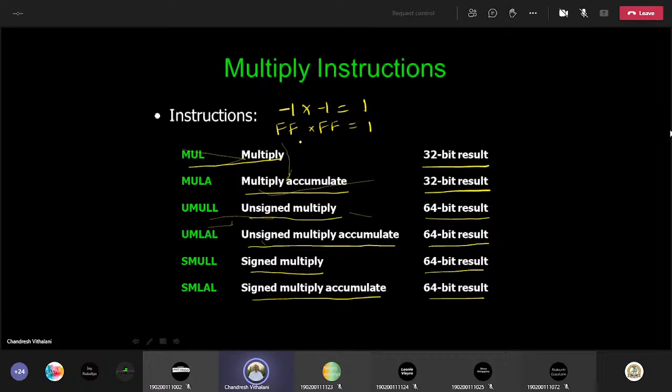If you perform unsigned multiplication, what will happen? 255 into 255, so it will be 65535. So there is a huge difference between signed multiplication and unsigned multiplication. In an unsigned multiplication, the MSB is not considered a sign bit, and all the numbers are considered positive numbers. So this FF hexadecimal value, if you consider it as a signed number, is -1. But if you consider it as an unsigned number, then it is 255.